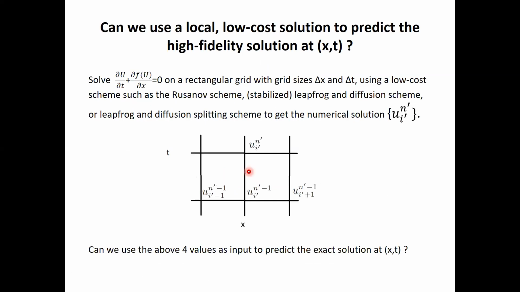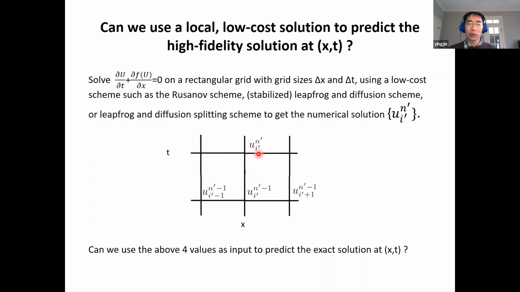So let's say you have a numerical scheme which is grid-based. So let's say you have this point, and the question is, can you use the low-cost solution at these 4 points to predict a high-fidelity solution at this single point?